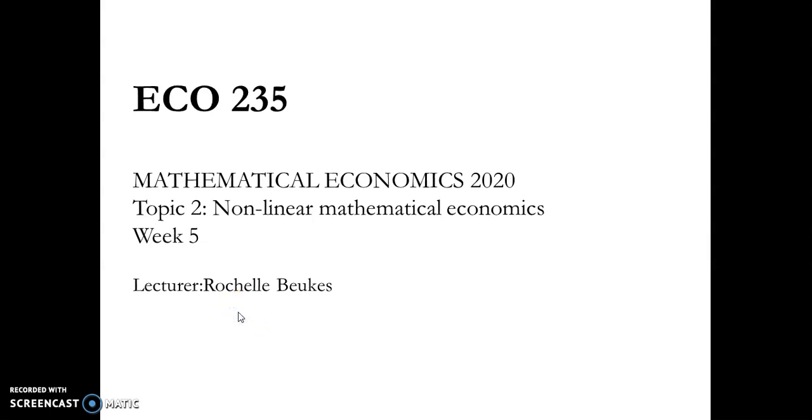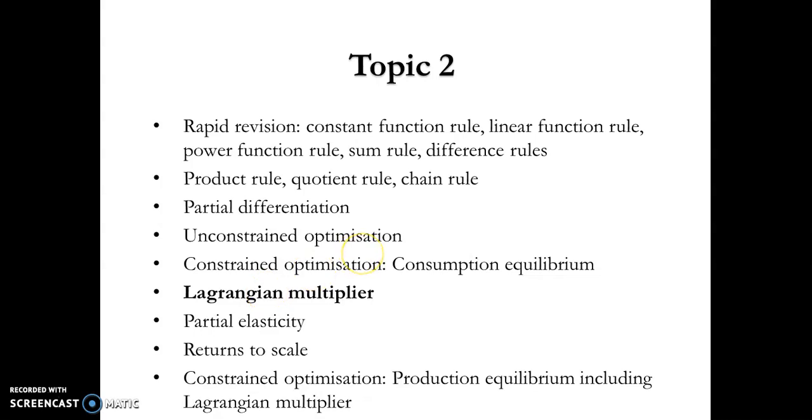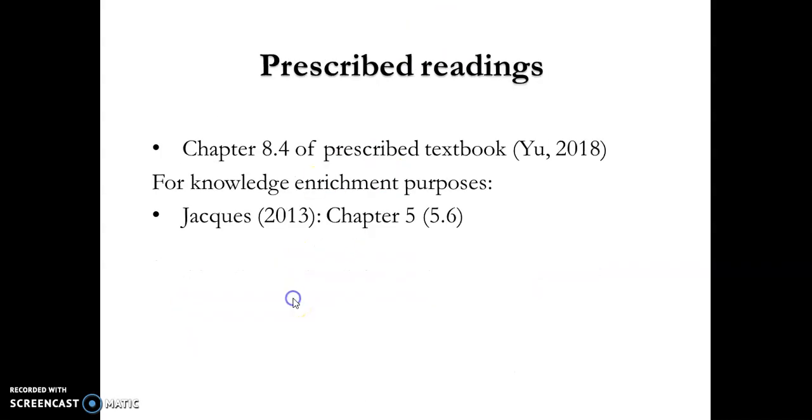Good day, ECO235 students. We are in week 5 and we are still continuing with topic 2, which deals with nonlinear mathematical economic problems. We will be covering the topic of the Lagrange multiplier as well as partial elasticity this week. The prescribed readings for the Lagrange multiplier is chapter 8.4 of your prescribed textbook, and for knowledge enrichment purposes you can consult chapter 5.6 of the Jacques textbook.